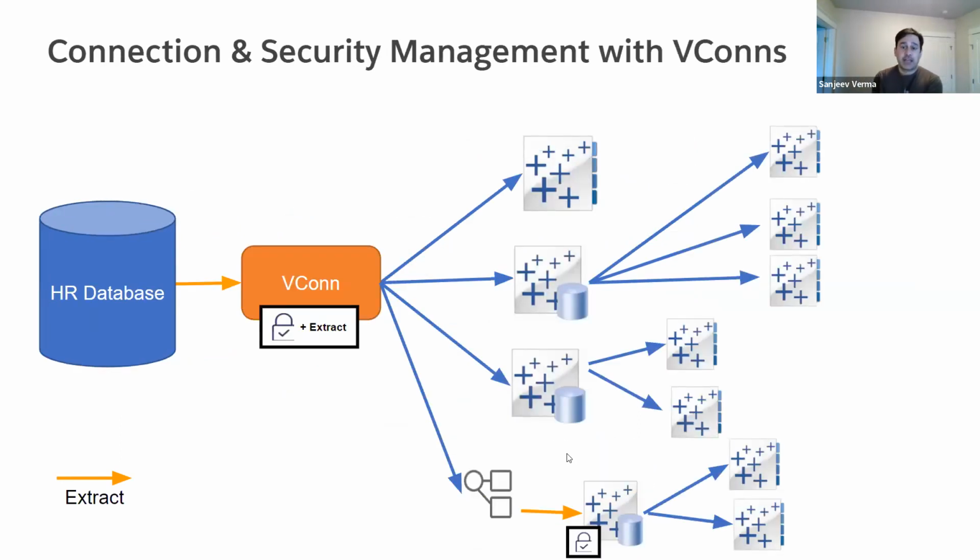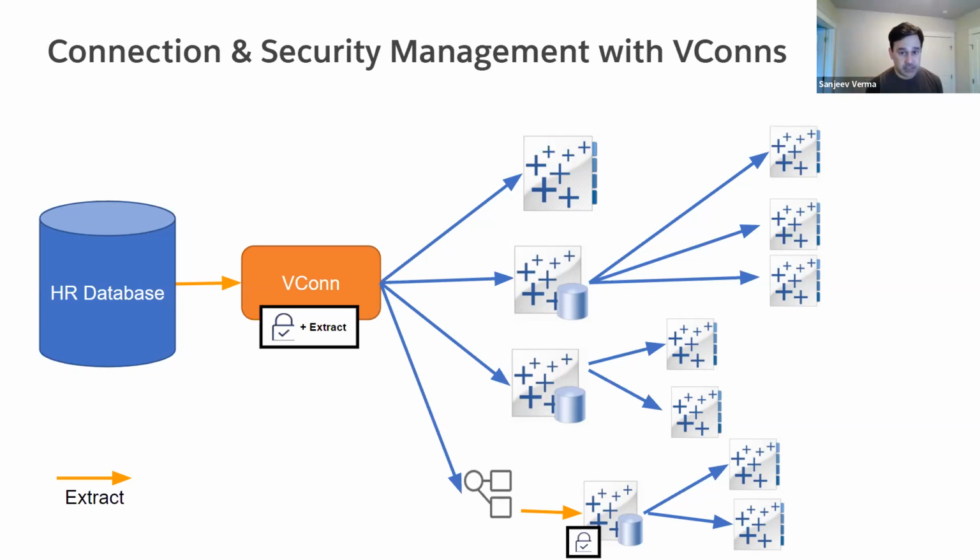We're introducing a new content type in 2021.4 called virtual connections, or VCons. And the idea basically is to remove that embedded connection from each piece of content and centralize it in one single object. So now you can have one person define that connection and define the credentials and ownership of the connection itself without restricting who has access to it. They can open that up to everyone if that's what they want to do.